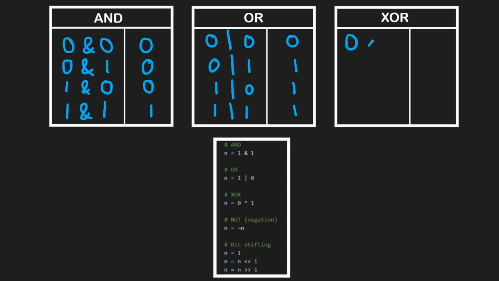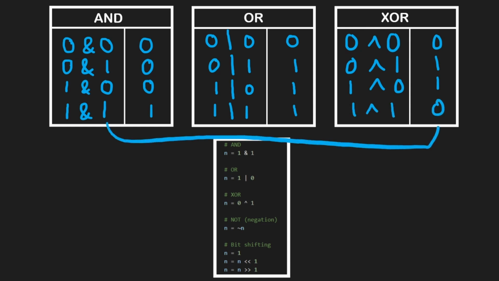So 0 exclusive OR with 0 is going to be 0. Exactly one of these should be 1 for the result to be 1. It's not, so we don't get a 1. But if the second one is 1, then we get 1 in the result. If the first one is 1, then we also get a 1 in the result. But if both of them are 1, we get a 0 in the result. So you can kind of take a look at these three and compare them.